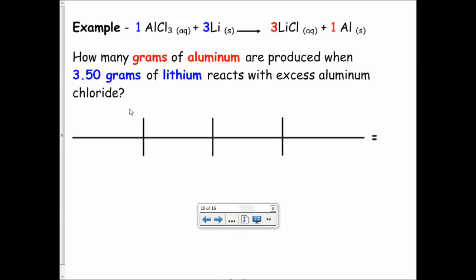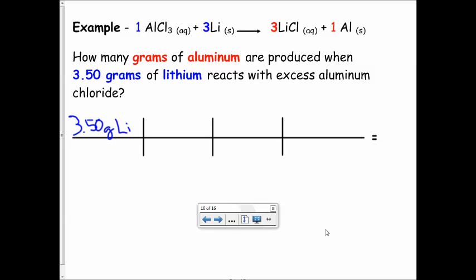How many grams of aluminum are produced when 3.50 grams of lithium react with excess aluminum chloride? Hey, look at that. It's basically the same problem, except for now, instead of going from moles of lithium to moles of aluminum, we are now going from grams of lithium to grams of aluminum. So how are we going to do this? If we have 3.50 grams of lithium, that's what we're starting with. We have 3.50 grams of lithium.